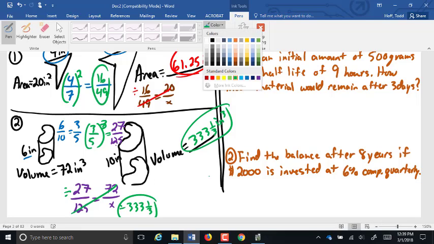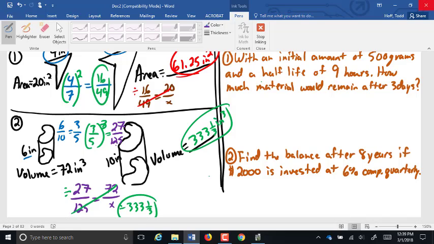So for the first one here, half-life. Remember, there's 2 possible formulas. We can either use 1/2 to the power of t over half-life, or we can use 2 to the negative power of t over half-life. Which one did you guys use? The half? Okay. So how does the formula go?